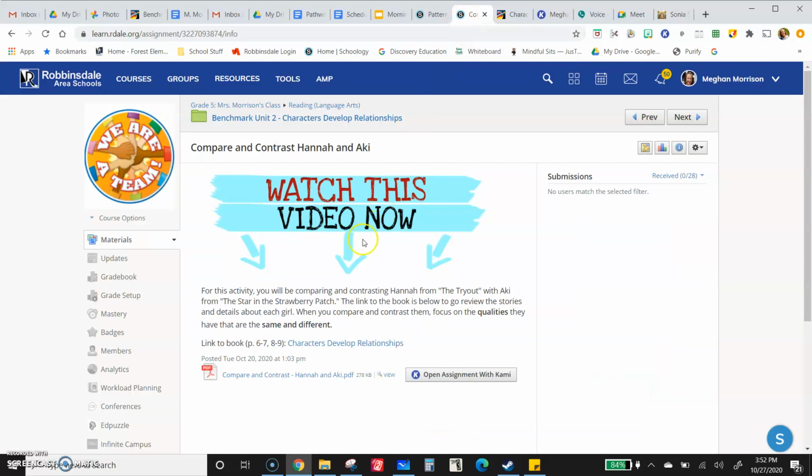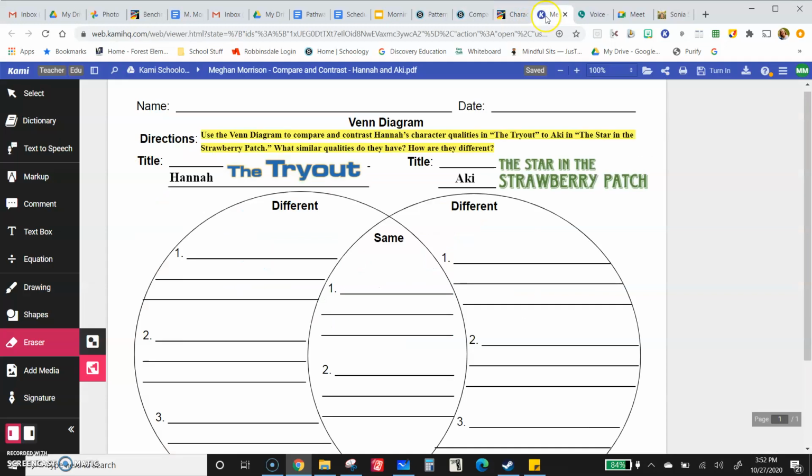Now, one thing I want to point out is that please try to focus on the qualities they have that are the same and different. So not just things like they're both girls, okay? Think more about their personalities, things that are harder to see. What are they like? Not just the physical characteristics about them.